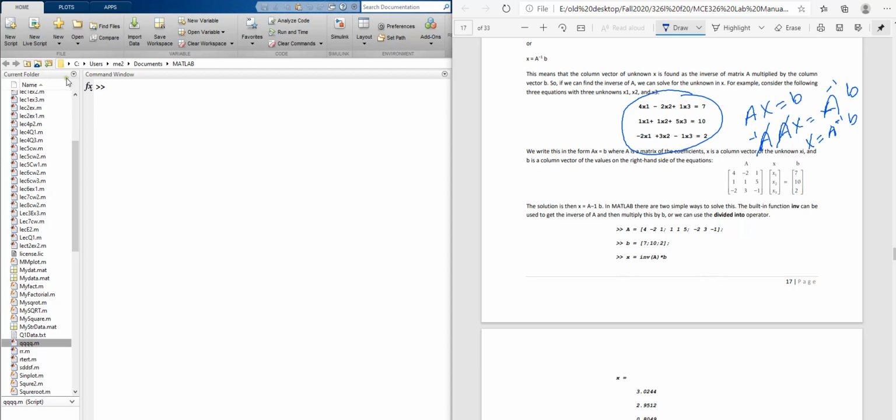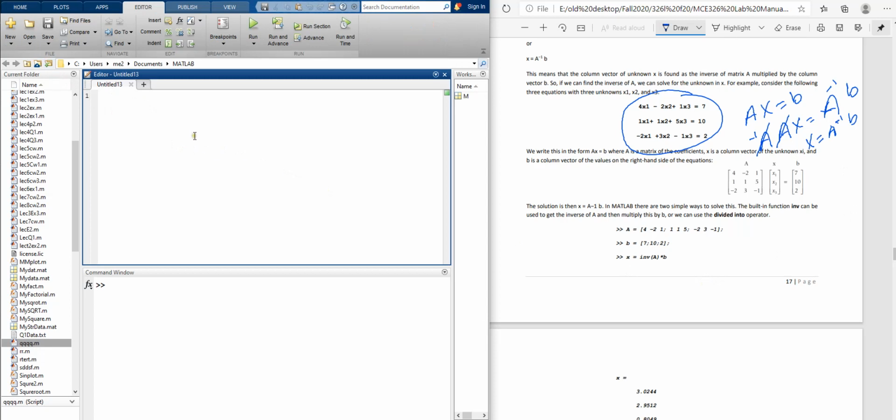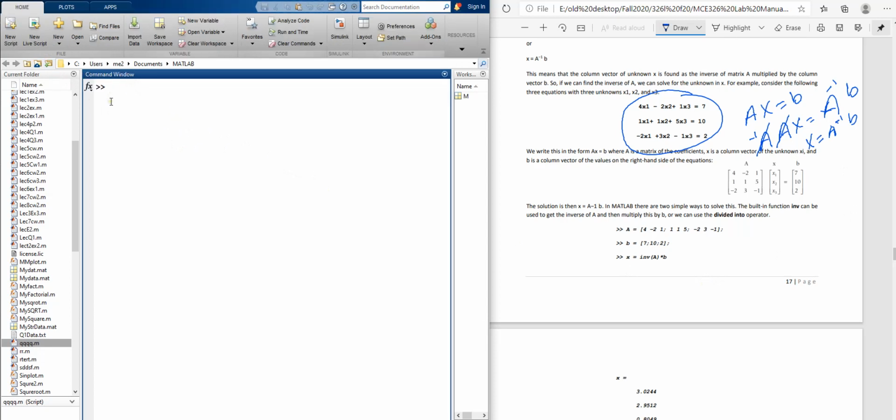So let me go to MATLAB. I could open a new script file, but let me do it in the command window like this. In this example, what are the variables, the unknowns? x1, x2, x3. We have to arrange them, and in this example they are already arranged. So let me start.